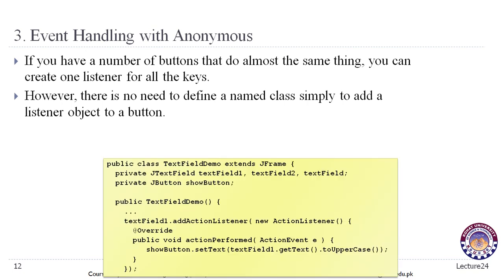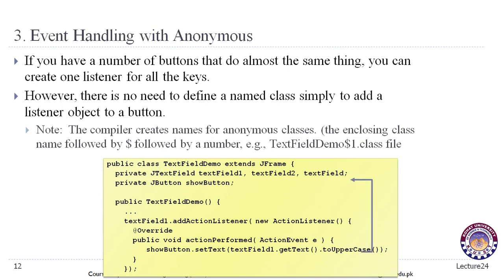For example, we have this code that uses an anonymous class. We have a form and we want to convert the text on the button to uppercase. So we have a text field and we get the text from the text field and we want to display that text on the button in uppercase.